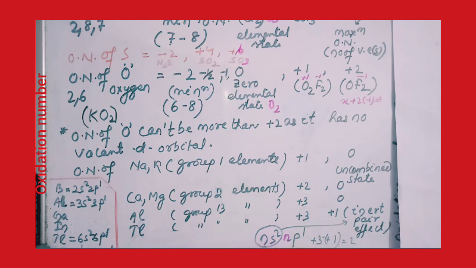This pair is inert, means inactive in the formation of bonds. As it is inactive, this pair is known as inert pair and its effect is inert pair effect. Because of inert pair effect, it shows +1 oxidation state. You see +3 and +1, the difference between these two oxidation states is 2 and that is due to this ns2. For heavier elements like thallium in group 13, +1 is more stable, and for lighter elements like aluminum, +3 is more stable.